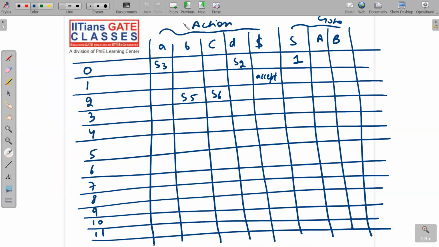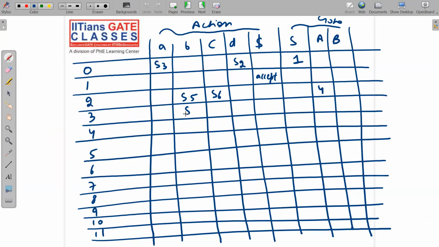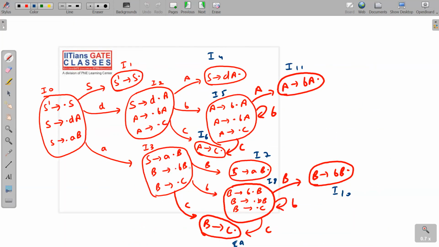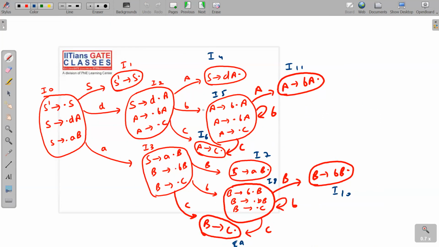5, 6, capital A, 4. Capital A will be 4, so go to state number 4. Or state number 3, just come back to state number 3. So here capital B, small c, small b 8, small c 9. And capital B, I7, that means go to 7. Capital B, 7. Yes, done.